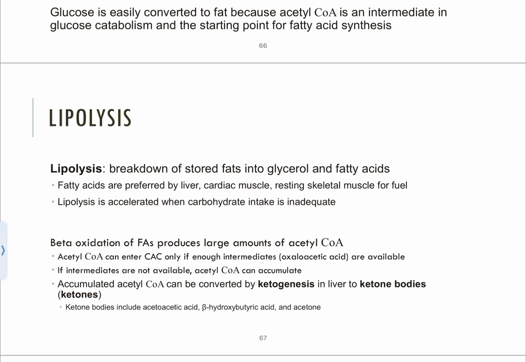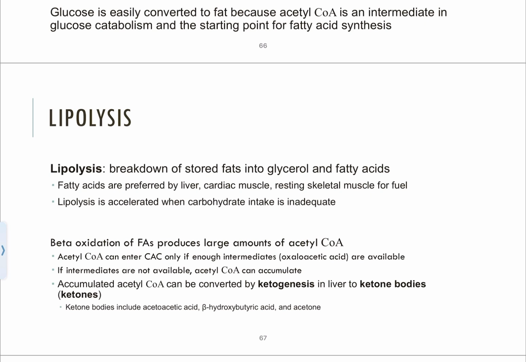When we're talking about lipolysis, we are talking about the breakdown of stored fats into glycerol and fatty acids. So basically, this is the reverse process of lipogenesis. The fatty acids and the glycerol are going to be released into the blood to make sure that we have enough fat fuel for aerobic respiration. Lipolysis is going to be accelerated when our carbohydrate intake is really low.